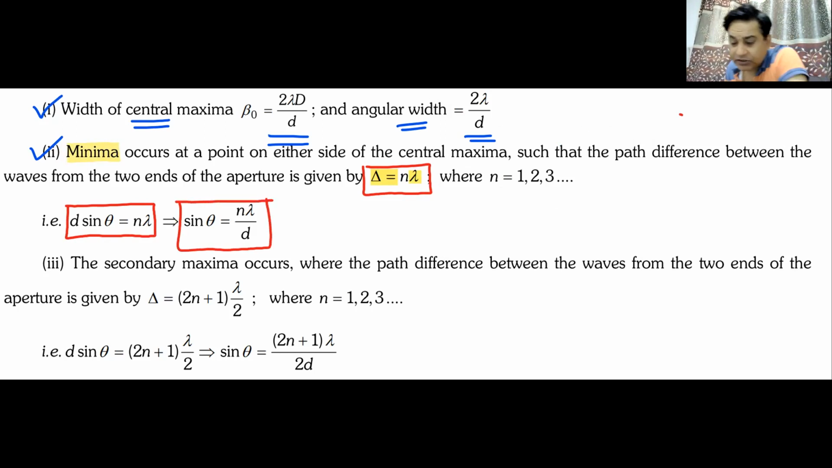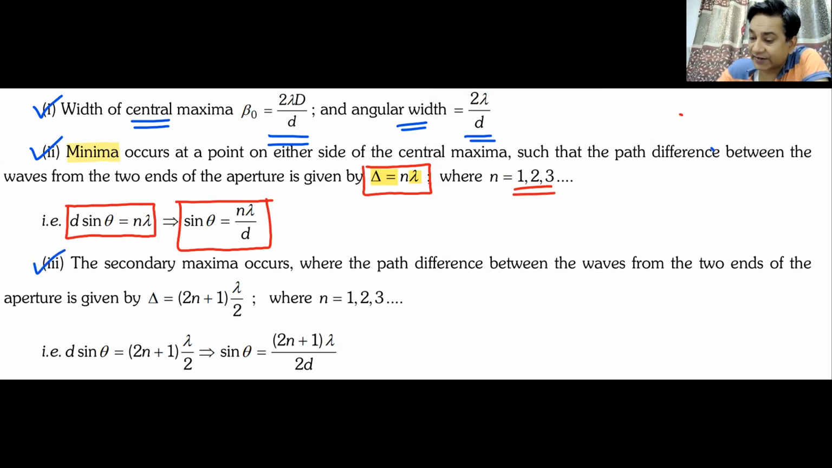To get the position of the first minima, put n as 1. To get the position of the second minima, put n as 2, and so on. Minima occurs when the path difference is n lambda. So what about maxima?